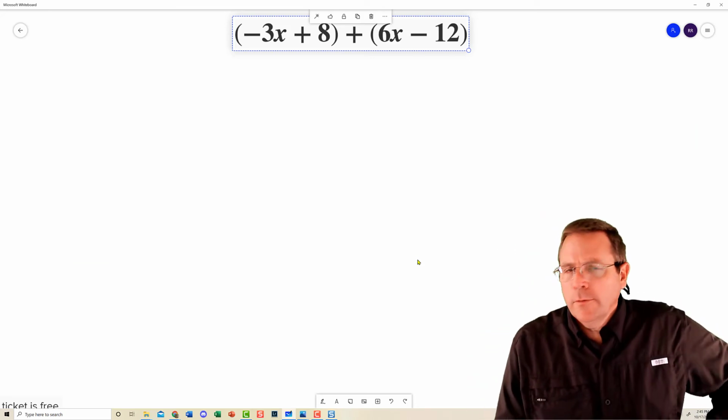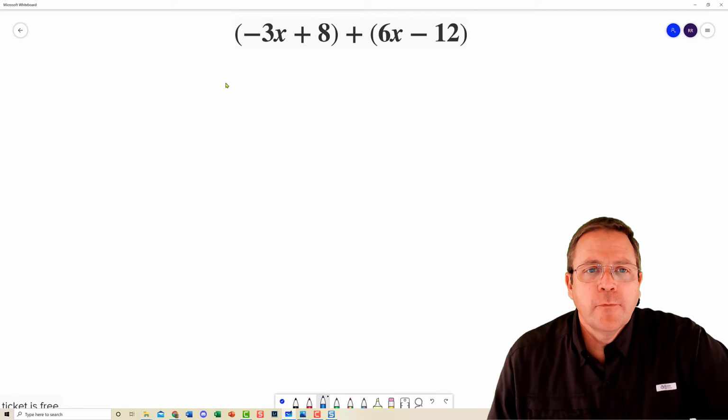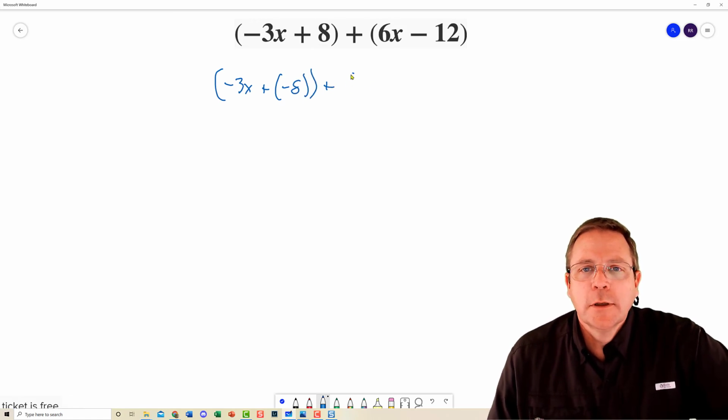Did it check well for you? Let's see how I'm going to do it. I'm going to make my pretty problem ugly first. I'm going to have negative 3x plus a negative 8 plus 6x plus a negative 12. Notice my double parentheses there.